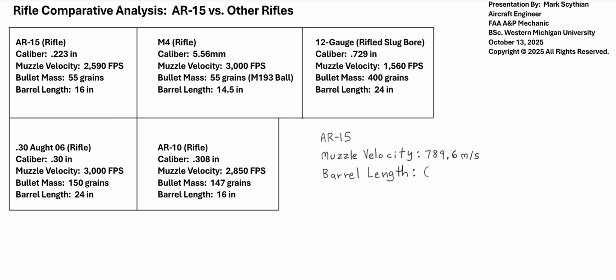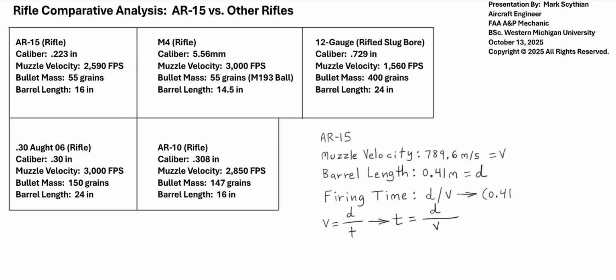So we've converted the muzzle velocity, the barrel length in meters. So then we have to calculate the firing time, which is the barrel length D divided into the muzzle velocity, D over V. So this will yield the time it takes for the projectile to complete its firing. So we have 0.000519 seconds.